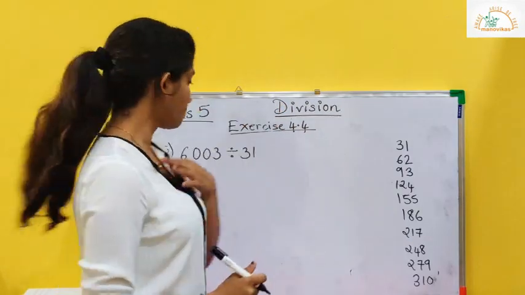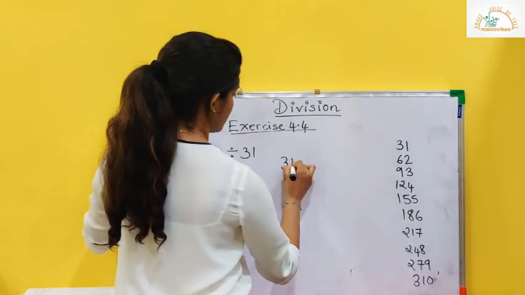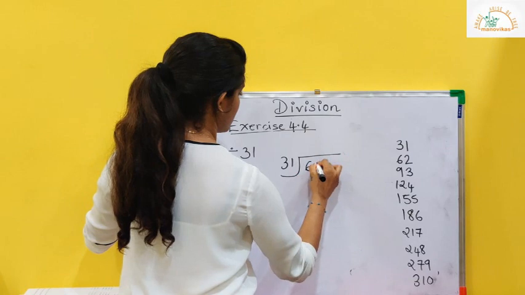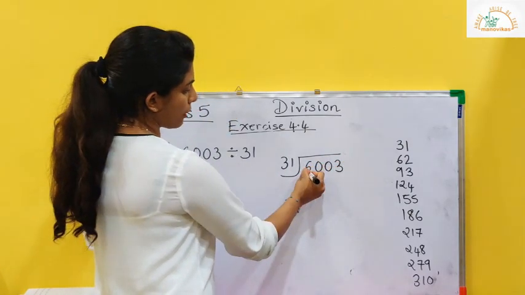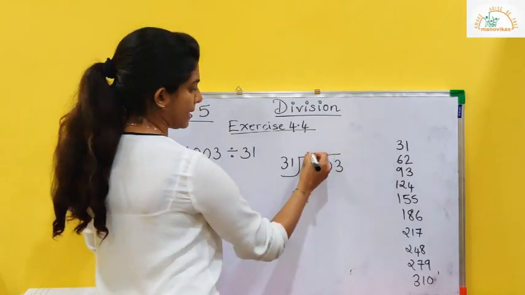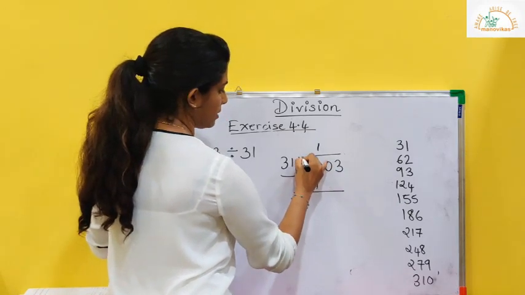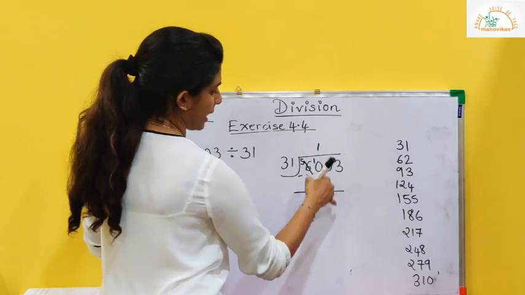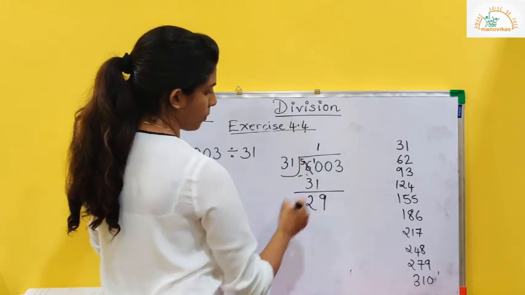Let's solve the fifth sum. 603 divided by 31. Now 31, here if you see we have to take these two digits here, that is 60. So here it is 62. So I take 31 ones are 31 and then subtract it. So 10 minus 1 is 9, 5 minus 3 is 2.